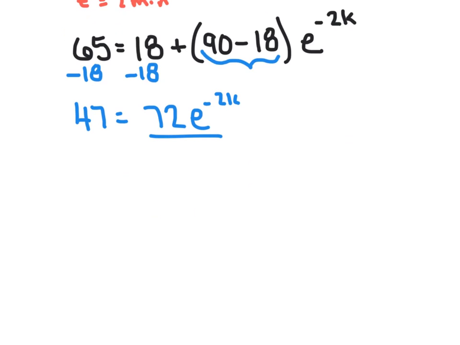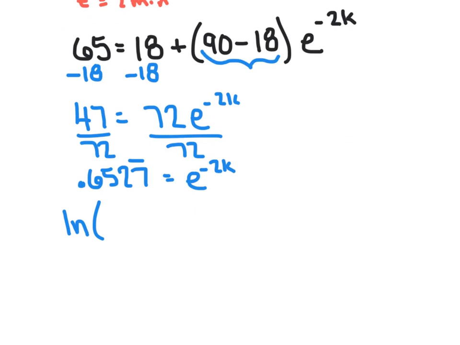My next move is to divide by 72. Unfortunately, this didn't give me as friendly of a number. It gave me a decimal, 0.6527 with the 7 repeating, and that equals e to the negative 2k. Now that we've isolated our exponential term, we're going to take the natural log of both sides. And on my calculator, I've got this 0.6527 repeating number stored.